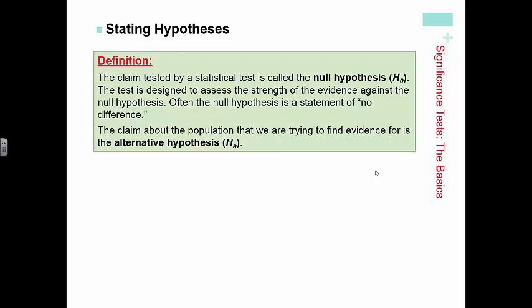Now the alternative is what you're actually trying to find evidence for. So if you think that fewer people lose weight using the pill, or whatever the example is, you can say more or less or just different. That's your alternative hypothesis, what you're actually trying to find evidence for. You started off with some claim, you disagreed with that claim, so you're trying to find evidence for what you believe.